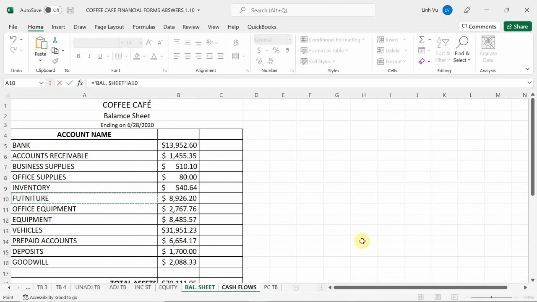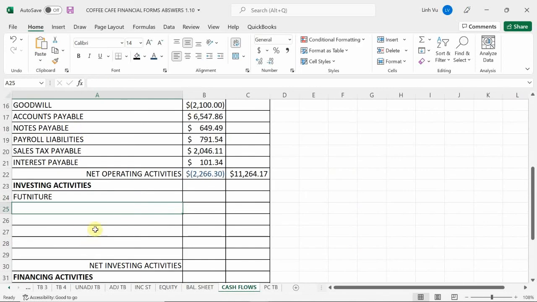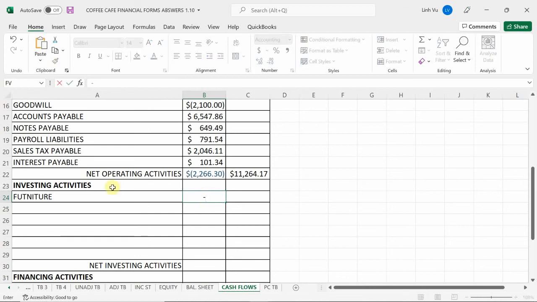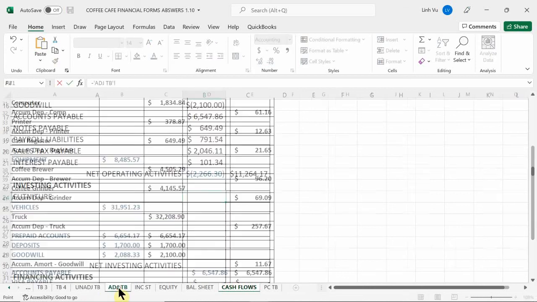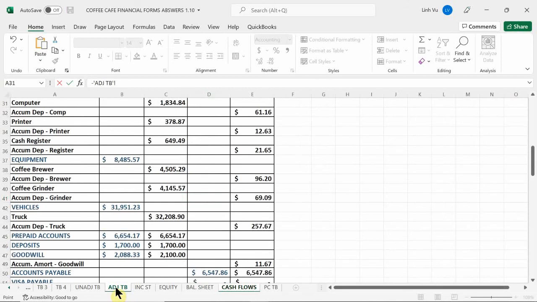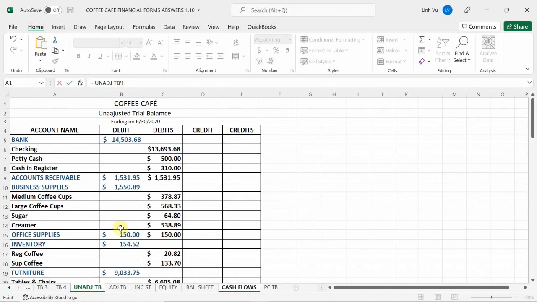You cannot use these numbers because you did not purchase your furniture at $8,926. You purchased it for, I believe it was like $9,000. This is what my book value is at the end after I depreciated it. So one thing I need to do is I cannot use that number. I have to use my number that I found out either in my adjusted trial balance or my unadjusted trial balance. Okay, so in this case, you have to go to your unadjusted trial balance, because this one has the total amount of furniture that you purchased originally at historical cost.